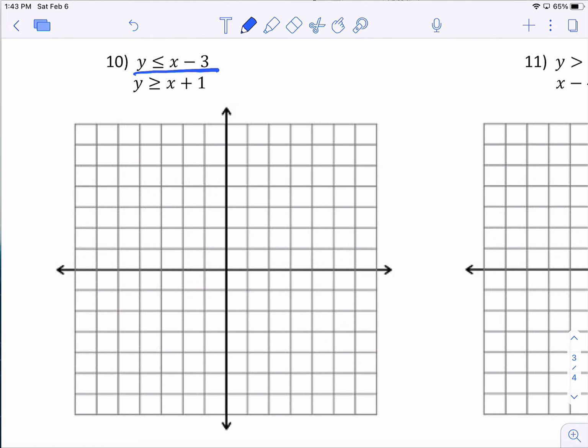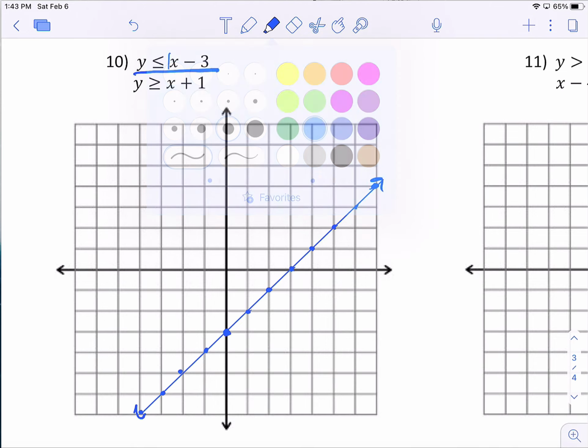So just like when we graphed up above, nothing changes there. Negative 3, the slope is positive 1, so up 1 and over 1 to the right. And for inequalities, I like to put a lot of dots, as you can see. I like to put them all. Now, this one will be a solid line because the inequality is equal to. All right? And I think I have a blue highlighter in here. Great. There we go.